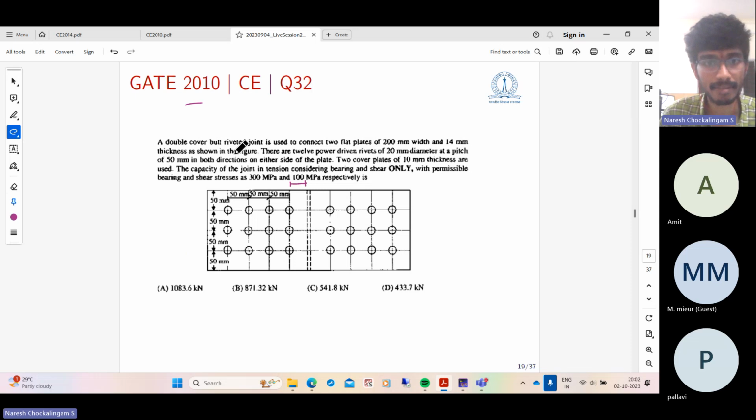A double cover butt riveted joint is used to connect two flat plates of 200 mm width and 14 mm thickness as shown. There are 12 power-driven rivets. So this is a riveted connection. Rivet is very similar to a bolt. Only thing is you don't have a net area and shank area.